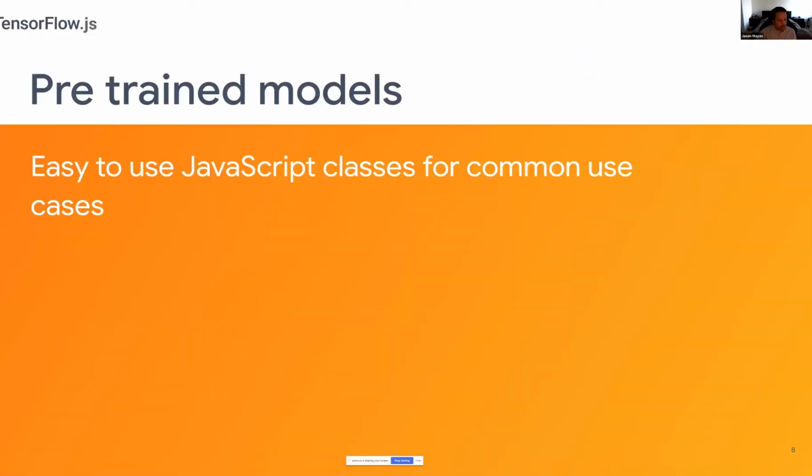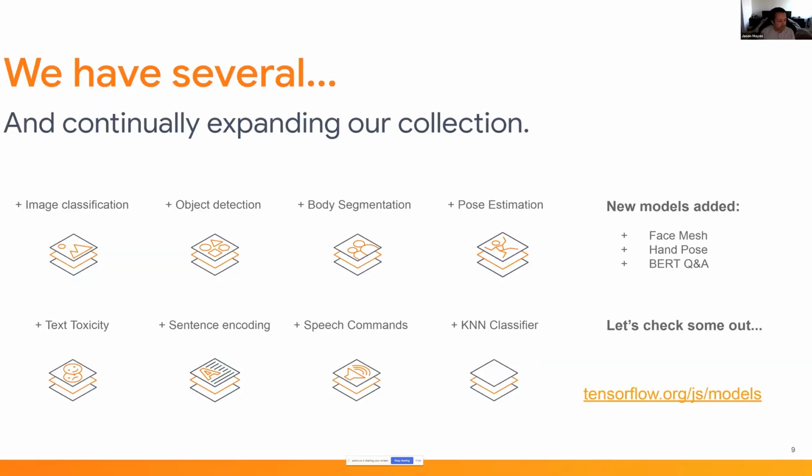So I want to go through the three flavors of TensorFlow.js and how you might get started using it. First up, we have a bunch of pre-trained models that are available, and these are super easy to use JavaScript classes for common use cases. And of course, not all the time you need to reinvent the wheel. Sometimes to do certain things, you can take an existing model and use it. So you can see here, we've got a number of models that are packaged up in a nice, easy to use way, from object detection, body segmentation, pose estimation, and all the other things you can see on the slide.